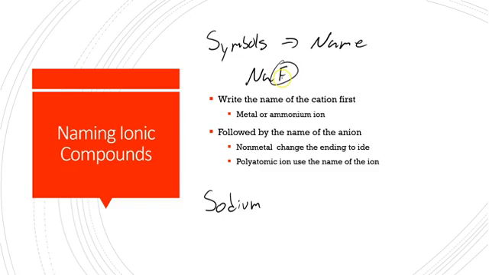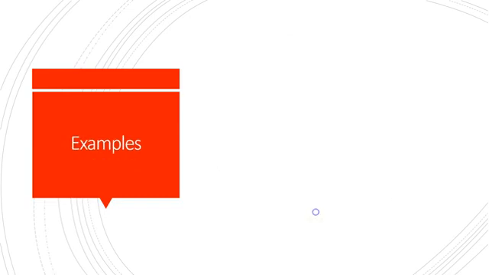And because it's an element, if it's ever an element, we're going to talk about the polyatomics later, but for an element, we just change the ending to ide. So instead of being fluorine, we change it to fluoride. So the name of this compound will be sodium fluoride. So let's look at a few examples.